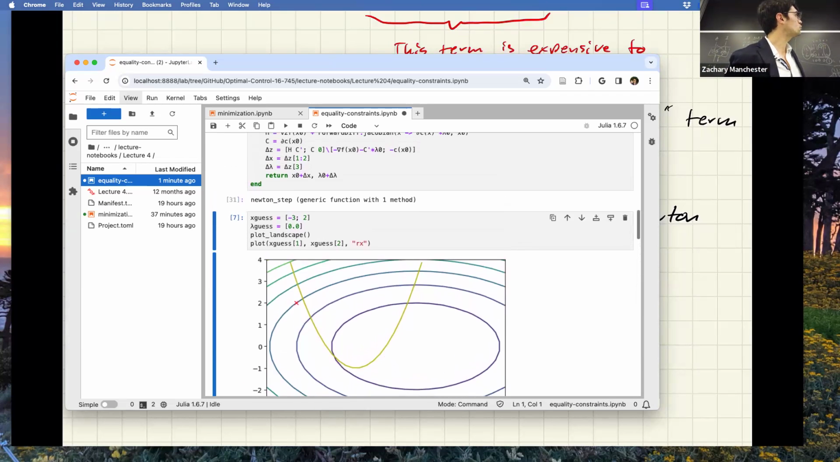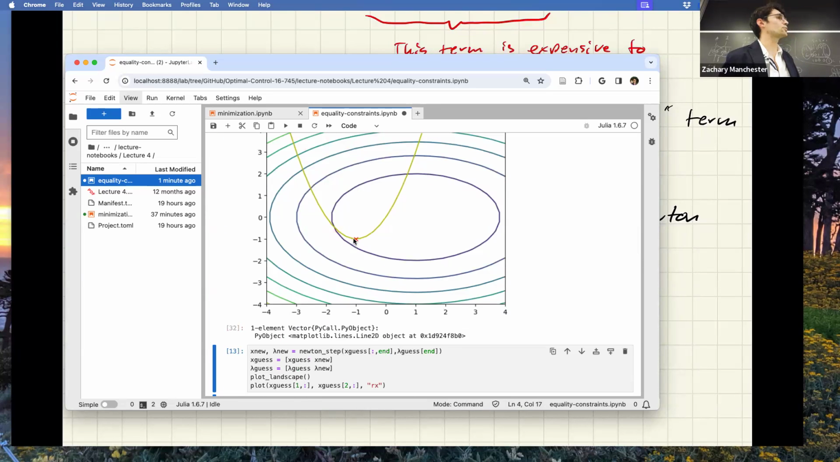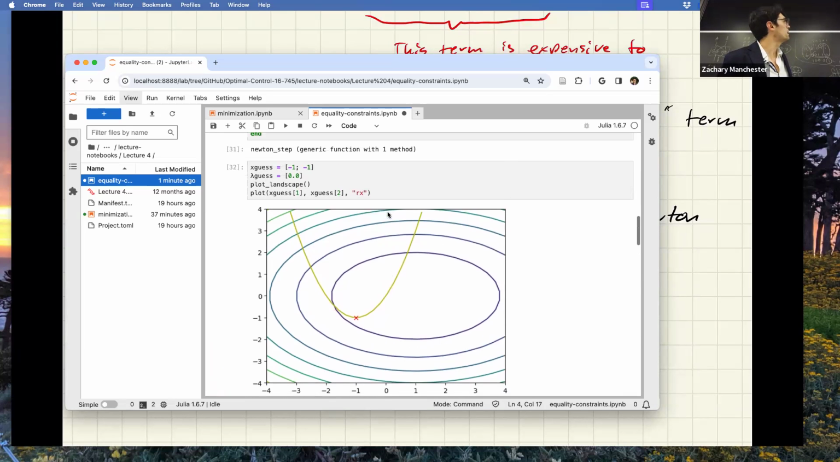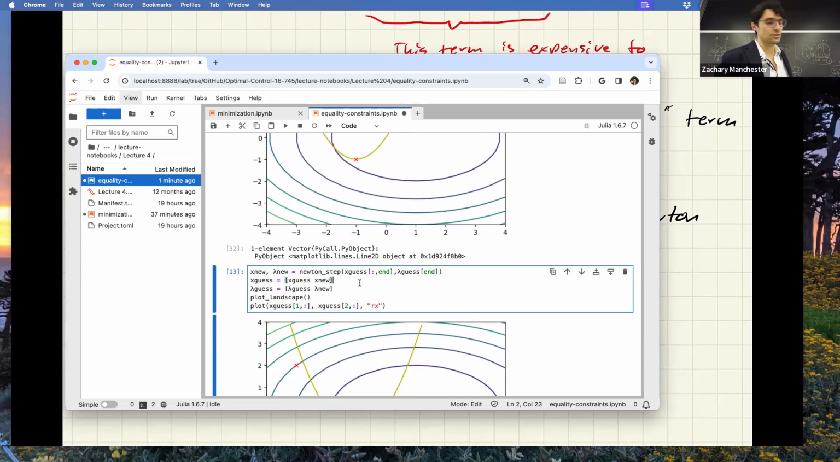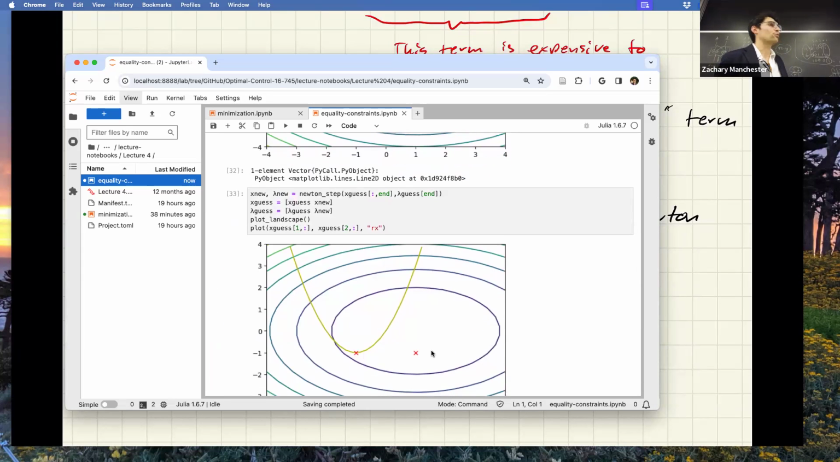Cool. So now let's do it. Let's try something a little easier first. Let's start down here. So this is on the constraint. And we said the minimum somewhere over here, probably, right? So let's see what happens. So we'll take a Newton step.